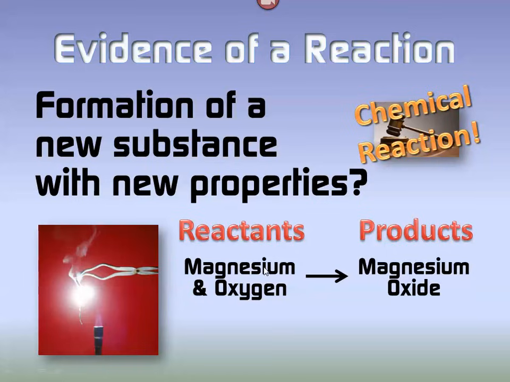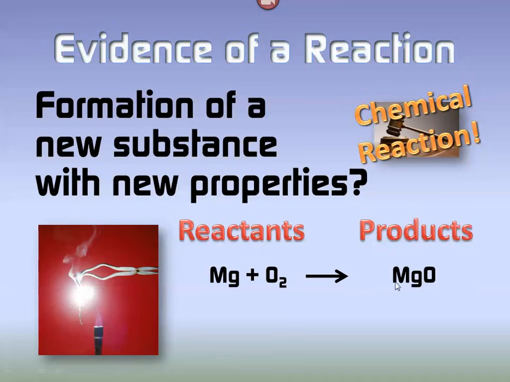Now, when we write these things out, chemists are a little bit lazy and efficient, I guess you would say. And we write out their actual chemical formulas. So we would say Mg for magnesium plus oxygen, and it's usually found as a molecule with 2 oxygen atoms stuck together. So we had Mg plus O2 would give you magnesium oxide, which we would write as MgO.